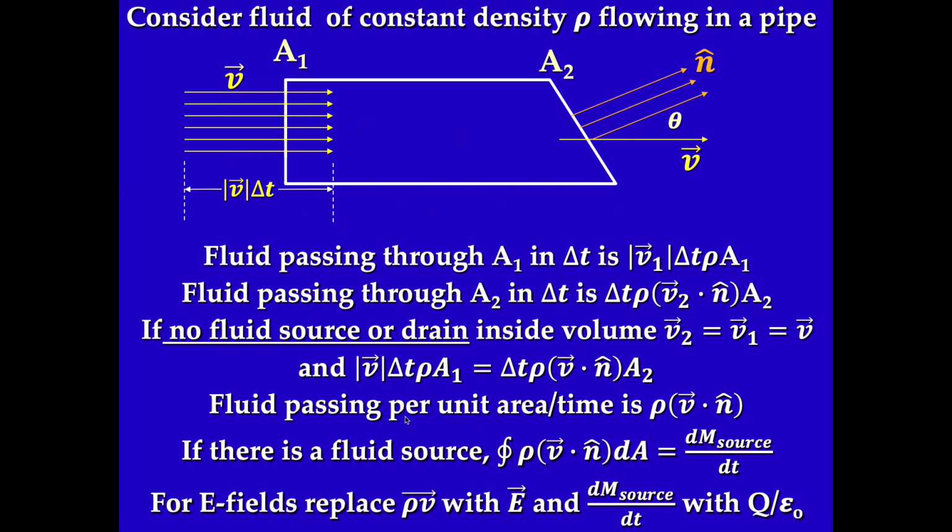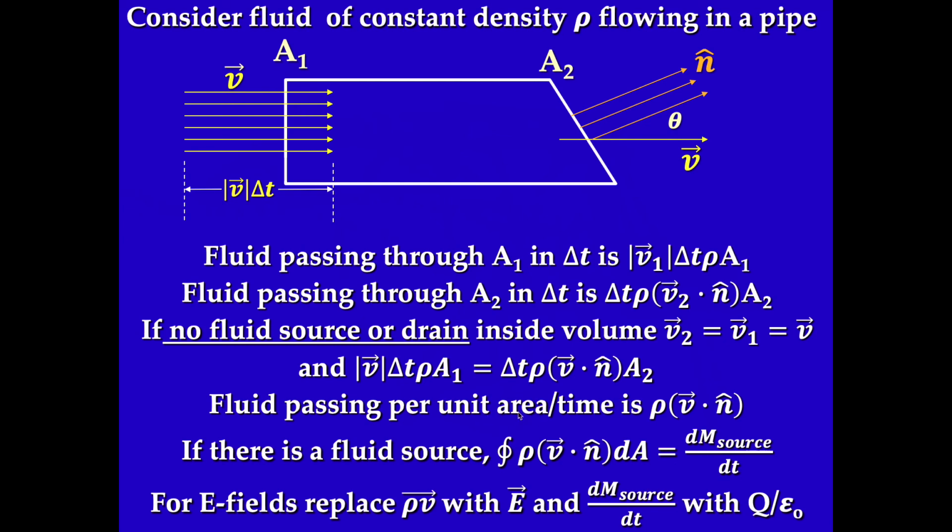So net flux is always 0 in enclosed objects? If there's no source or drain in there. If there was a drain inside this pipe, then you'd have less water coming out on the right-hand side. And then the two equations linking A1 and A2 would not be equal to each other. And so if there's no source, they're equal to each other.